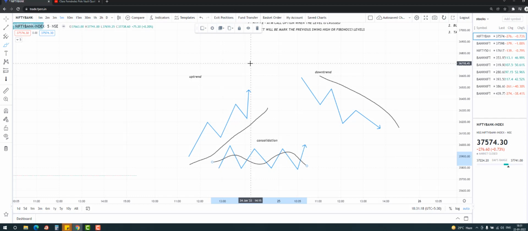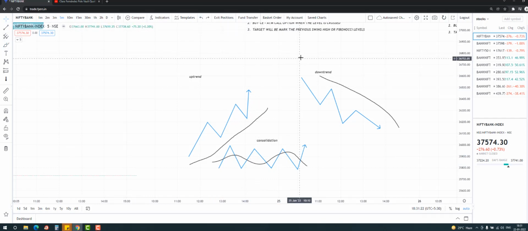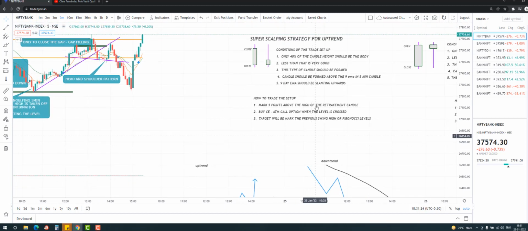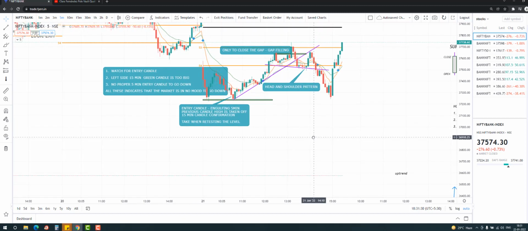Now, how do we use our super scalping strategy with the particular candlesticks called retracement candles? These are retracement candles here. So now let us understand.